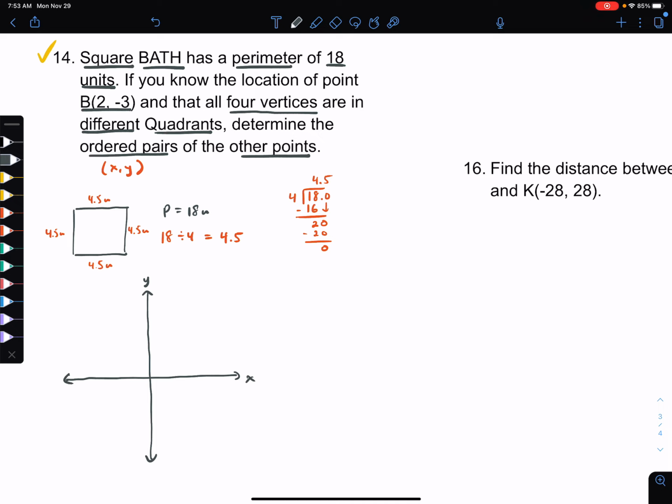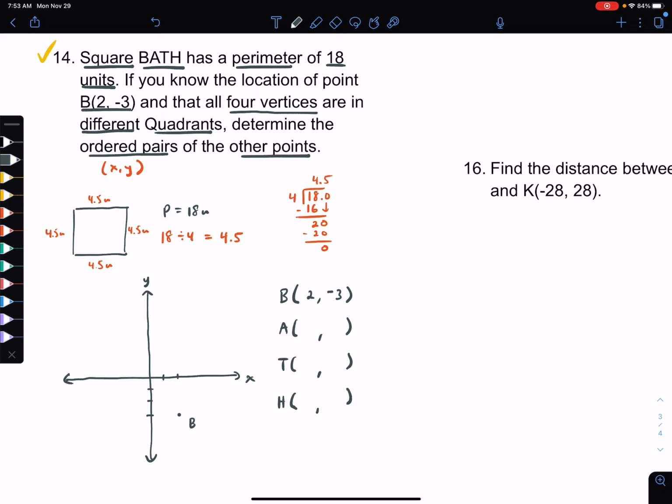Okay, so for point B, it's going to be 2 units to the right and then 3 units down. Here's point B. Okay, and then all the other points have to be in the other quadrants. So it doesn't matter which ones you make which, but I'll put B here. B is going to be (2, -3), and then I'll do A, T, H. So we have bath, square bath.